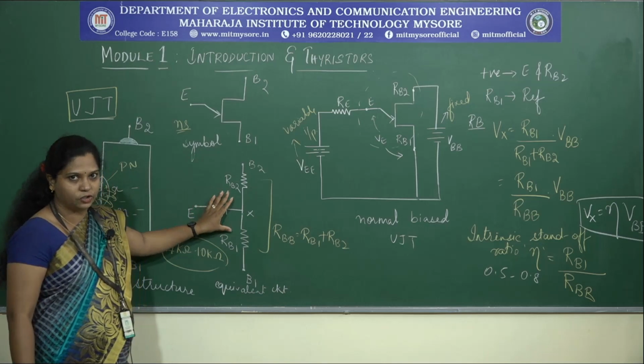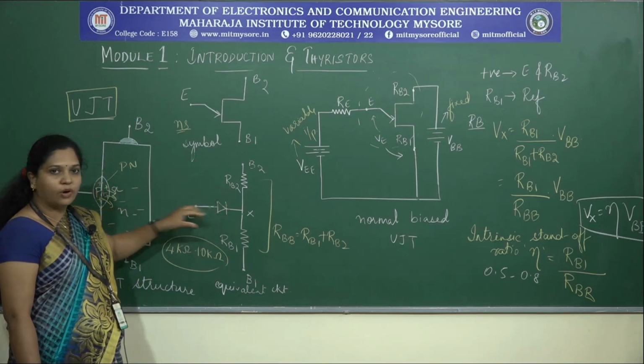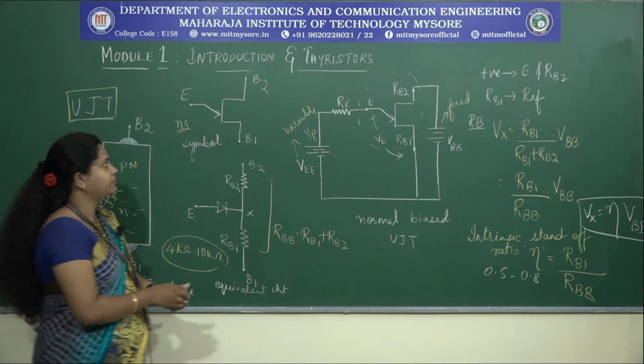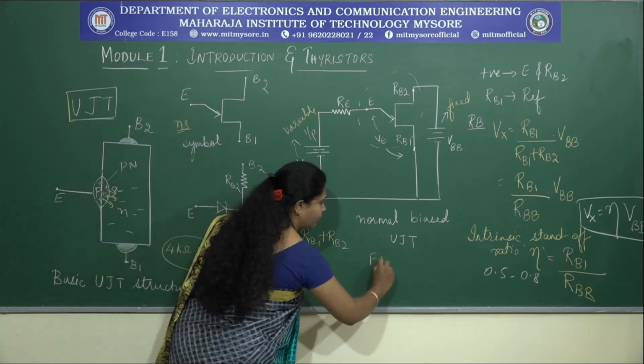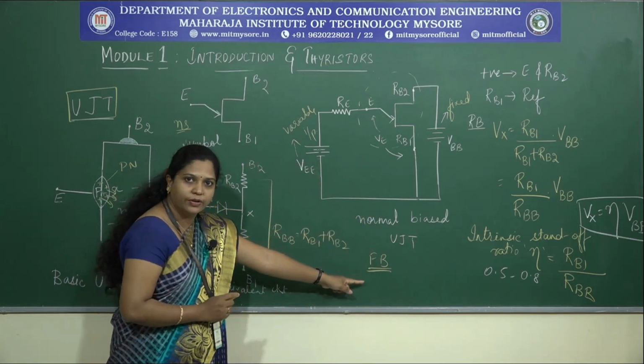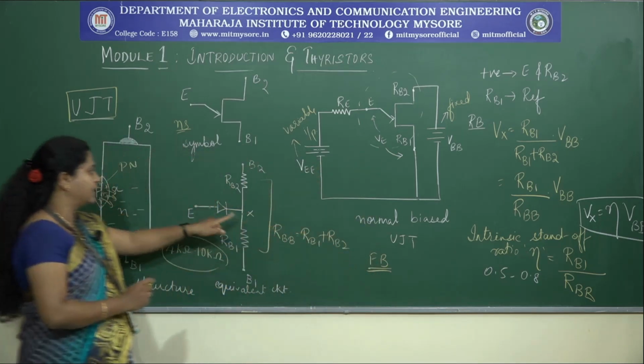and hence we say that this diode is in the forward biased condition. Okay. So, forward biased condition means at this point, that is during the forward bias condition, that is the reverse bias condition. Now, we are going to write the equation for the forward bias condition.